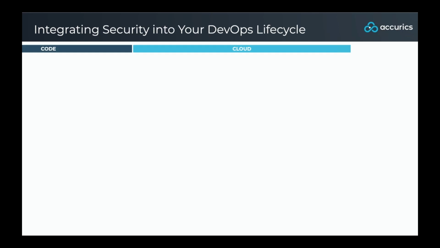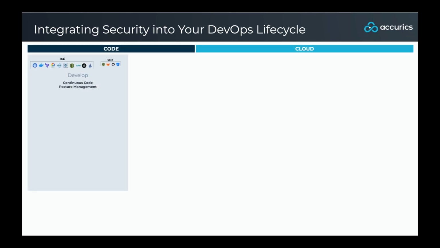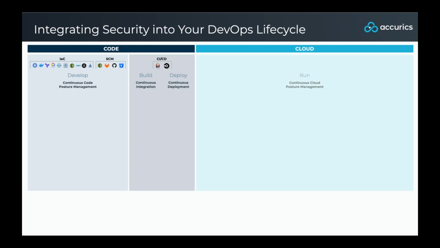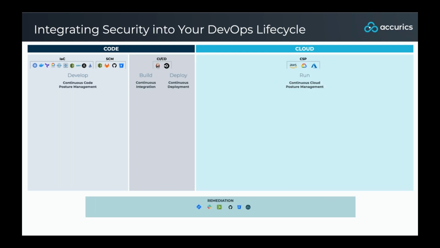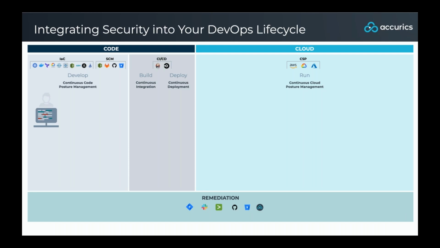So let's talk about how we integrate security into your DevOps lifecycle to achieve immutable security. When you look at your typical DevOps lifecycle, it looks something like this picture, where you have the initial phase of developing your applications and your infrastructure using tools like Terraform, Kubernetes, YAML files, ECS task definitions, Ansible, and a number of other tools and configuration language depending on your architecture.